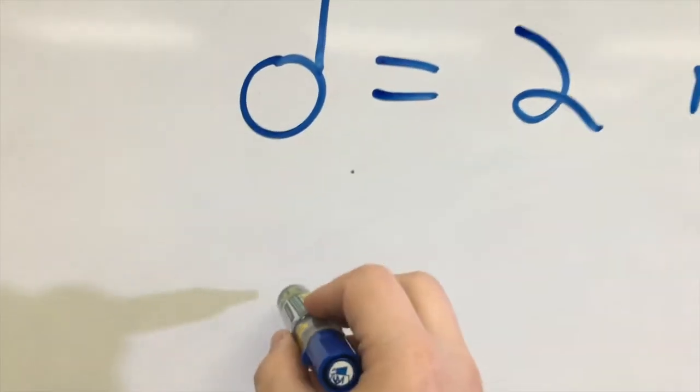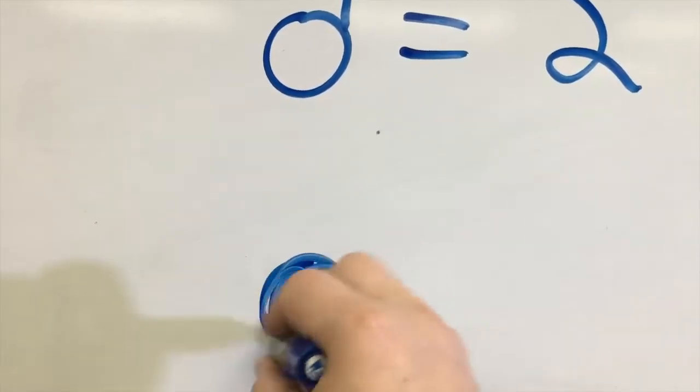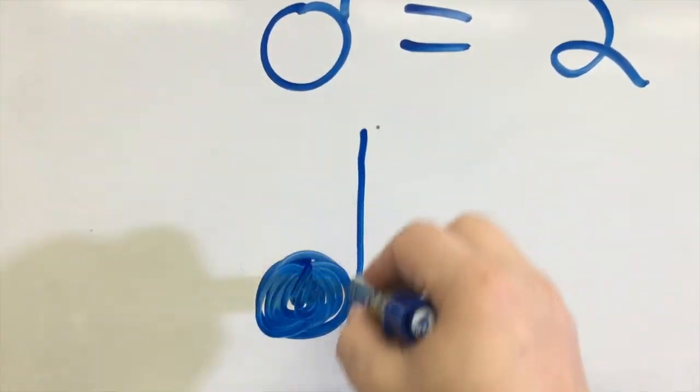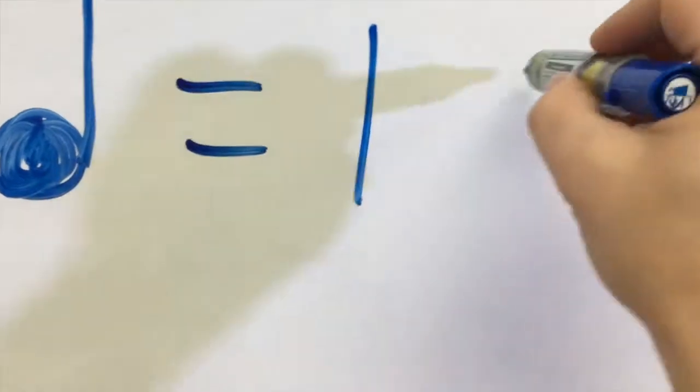Then we're going to learn something called a quarter note, which is filled in. A quarter note is filled in and has a stem also. These are stems. Equals 1 beat.